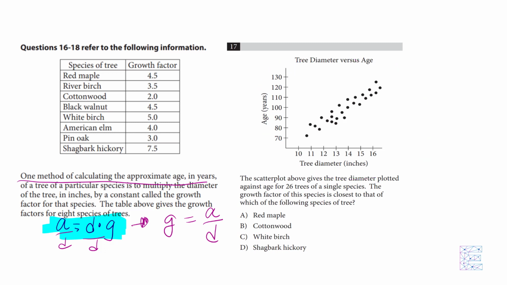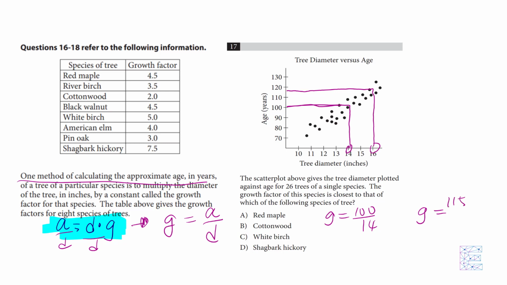We want to find the growth factor of this tree. So pick a point, for example, let's say when the diameter is 14, follow it, and we see the age is right around 100. So to find the growth factor, it would be around 100 divided by 14. And we can try 2 of them just to be sure. Let's maybe use a 16. When the diameter is 16, it looks like the age is around 115-ish.